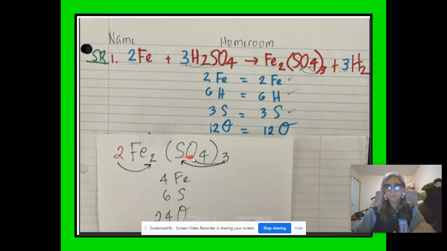Now this is the S. But you see the 3 here, so 3S. But there's a 2 here, so 2 times 3 is a 6, right? And how about oxygen here? So you have 3 times 4, that would be 12. 12 times 2 is 24. So that's how it plays out.